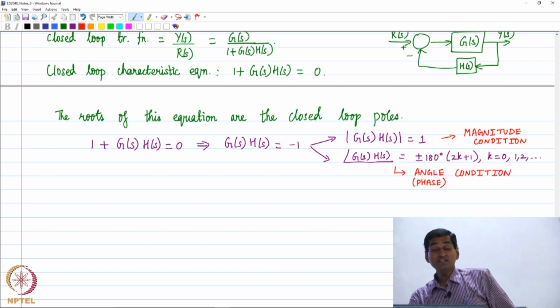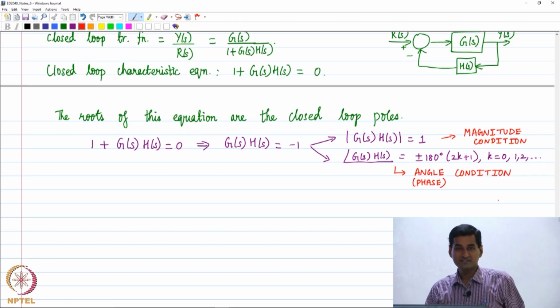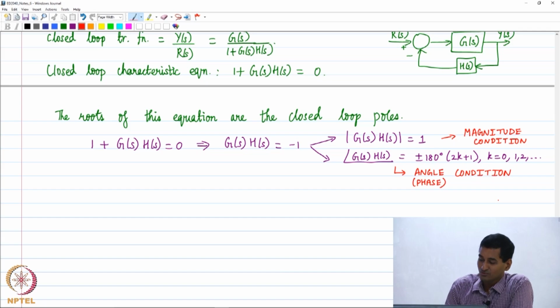So, you see that from the closed loop characteristic equation we have got two conditions, and any value of s which satisfies these two conditions is a closed loop pole. I am sure we are still in agreement through this process. Any value of s which satisfies the magnitude of g of s h of s equals 1 and the phase of g of s h of s being an odd multiple of 180 degrees is a closed loop pole. Now, the question is how we are going to use it to our advantage. That is what we are going to learn when we do root locus.